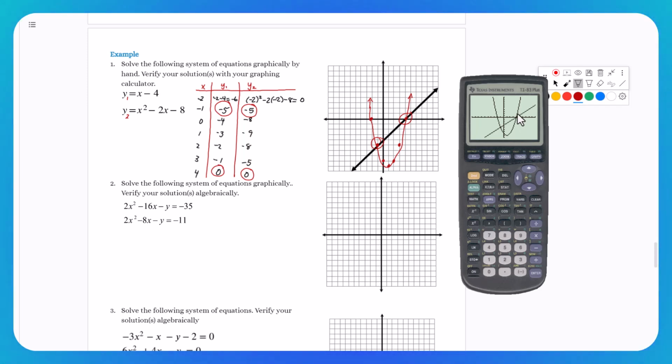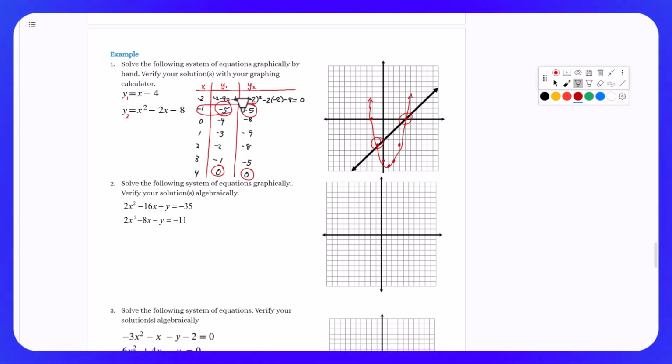Now, we can do it using second trace, and we're going to use number 5 for intersect. Well, this is the first graph. Notice I'm closer to this first intersection point. So I hit enter, and now I get a little closer to that intersection point again. I hit enter, and it gives me -1 and -5, which is this one up here.